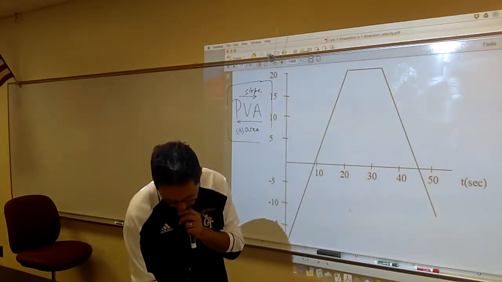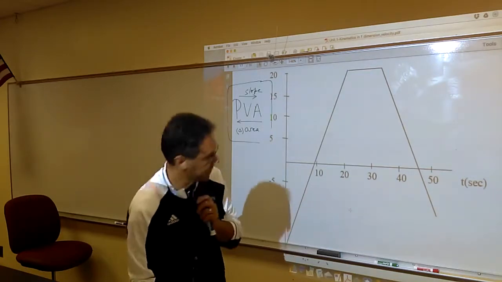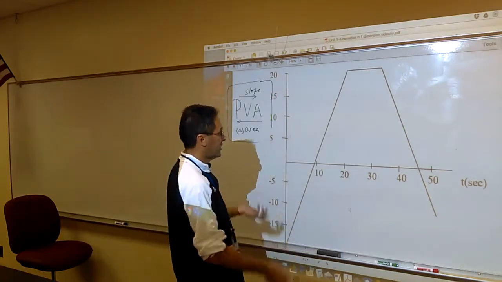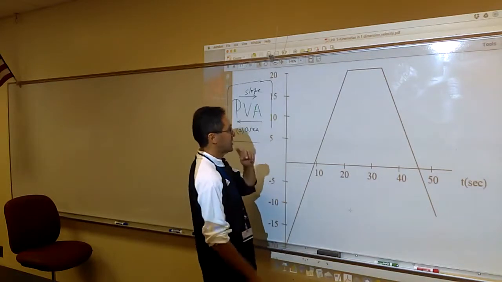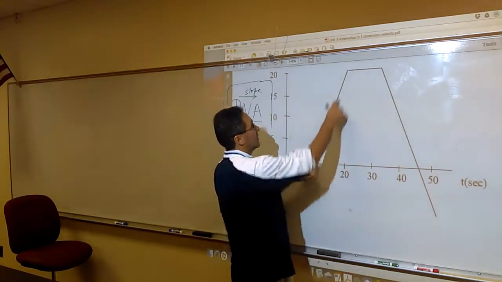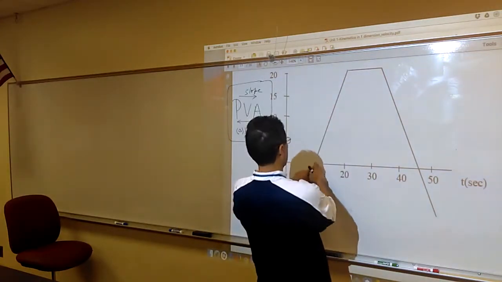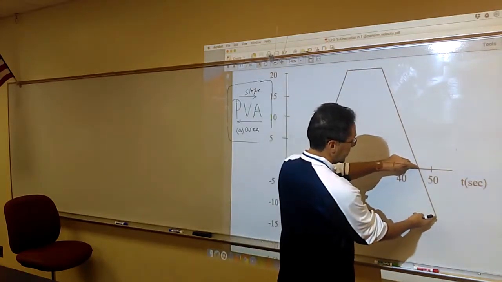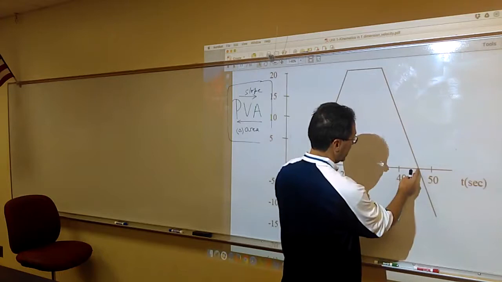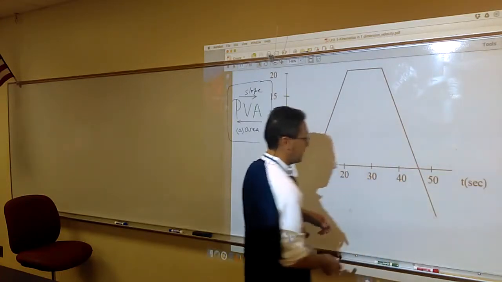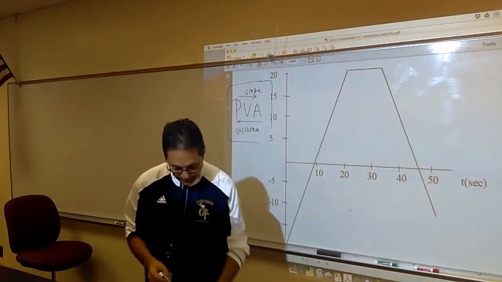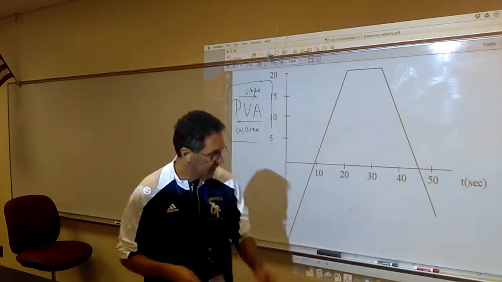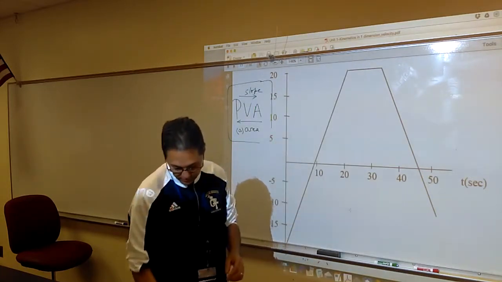The next one says, what time interval is the object accelerating? In other words, when are you speeding up? Well, it looks like you're speeding up here between 10 and 20, okay? And you're speeding up here because you're going away from the 0. So between, it looks like about, what, 45 and 50 seconds. And you can find the accelerations by doing the slopes.